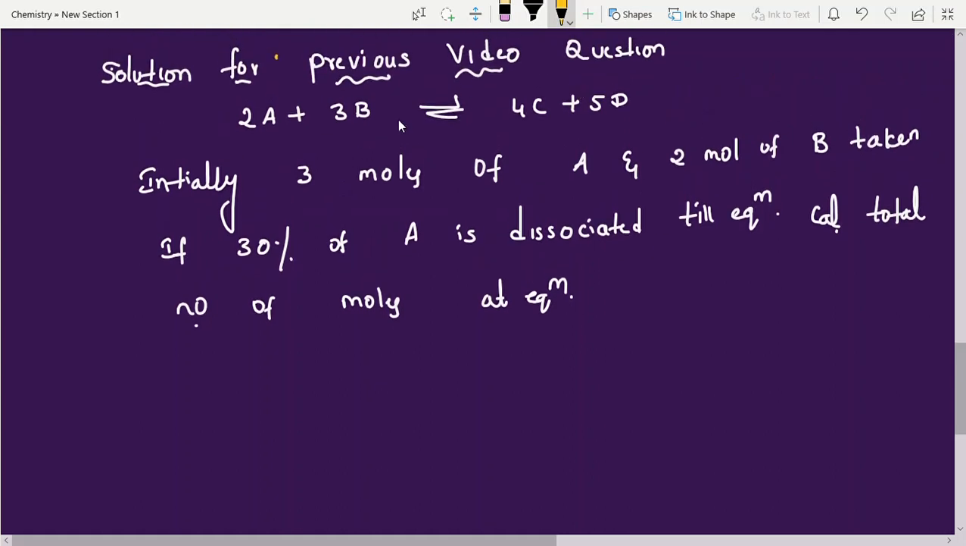2A plus 3B gives rise to 4C plus 5D. Initially 3 moles of A, 2 moles of B taken. 30% of A dissociated till equilibrium. Calculate the total number of moles. They are not asking Kc. They are asking total number of moles.